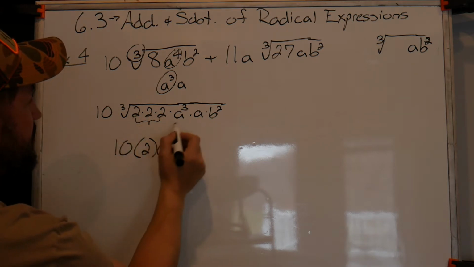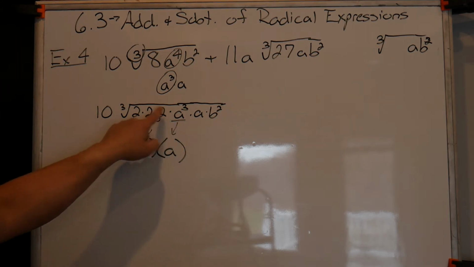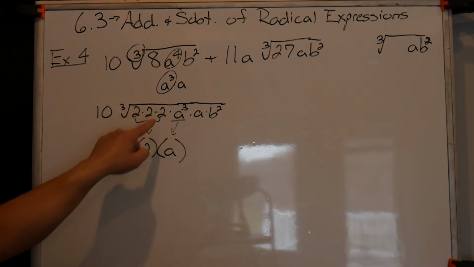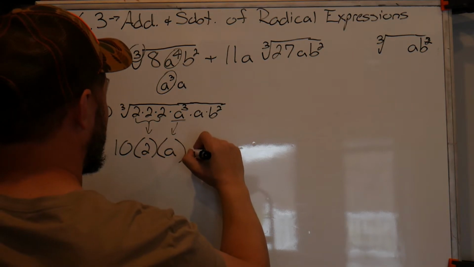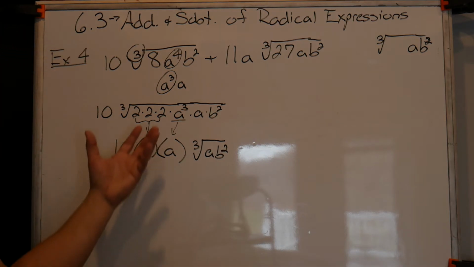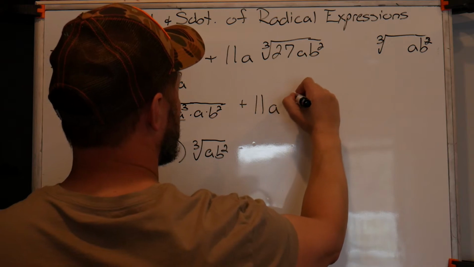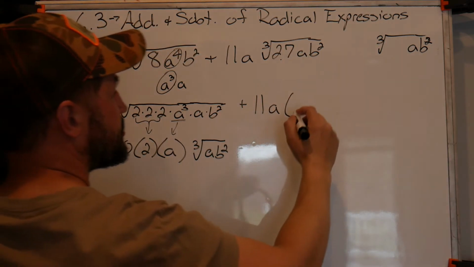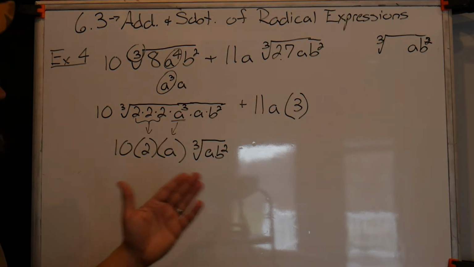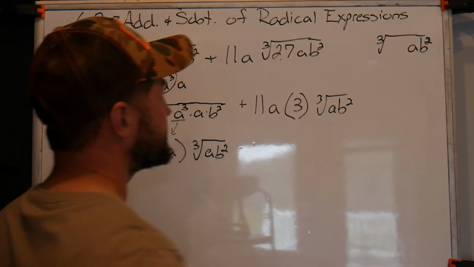When I have 3, I pull 1 out. 3, I pull 1 out. Perfect cube, the cube root of A cubed is A. The cube root of 2 times 2 times 2 is 2. And then I am left with the cube root of AB squared. Everything comes out. And then over here, I have 11A, and I'm just going to start pulling things out. 27. The cube root of 27 is 3. 3 times 3 is 9 times 3 is 27. That's times the cube root of AB squared.